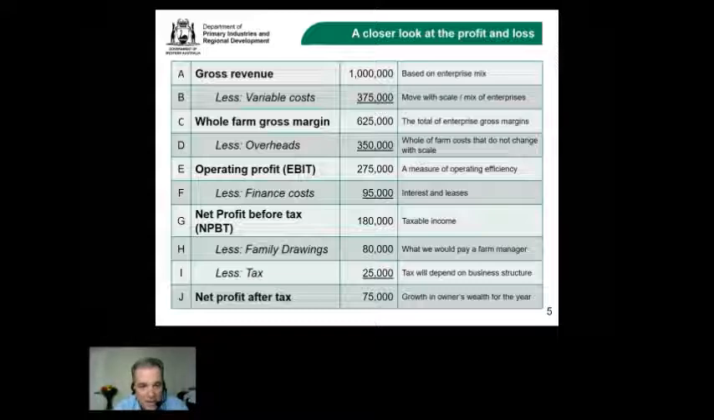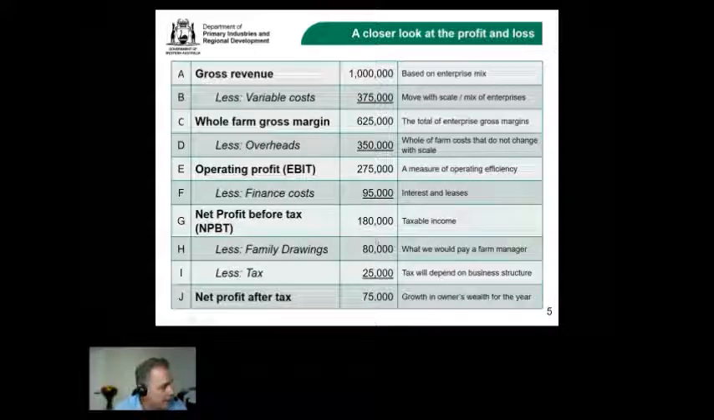Now we're going to take off drawings, or depending on the structure of your farm, might be called a management fee. This is the return for the effort you put in managing the farm. Then we end up with some tax, which is dependent upon your tax structure, and in the very end we end up with how much the owner's wealth has grown, 75,000 in this instance. That is your net profit after tax, and you've got to make some decisions about that 75 grand, what to actually do with it, and that's going to be critical to your long-term plans as to what you do with that discretionary amount of 75.